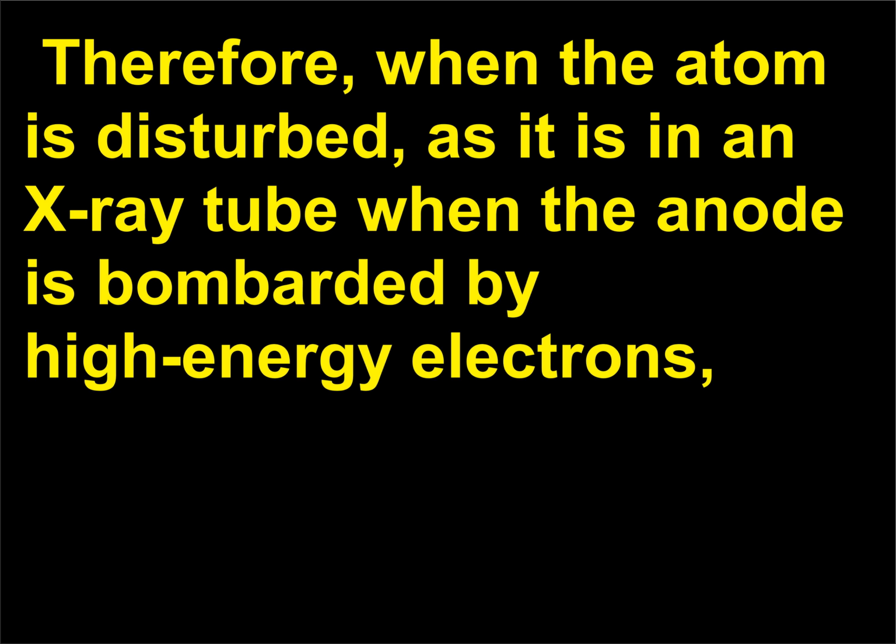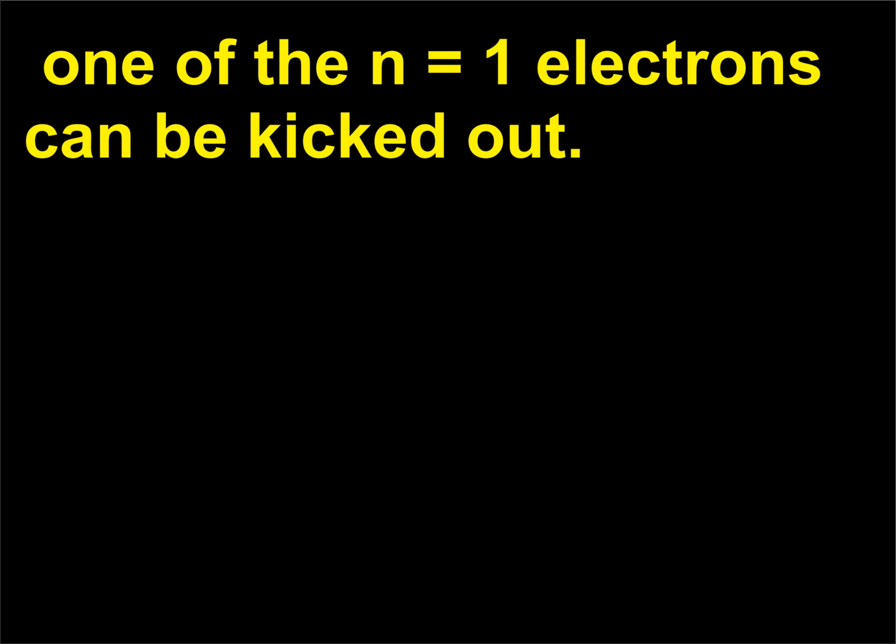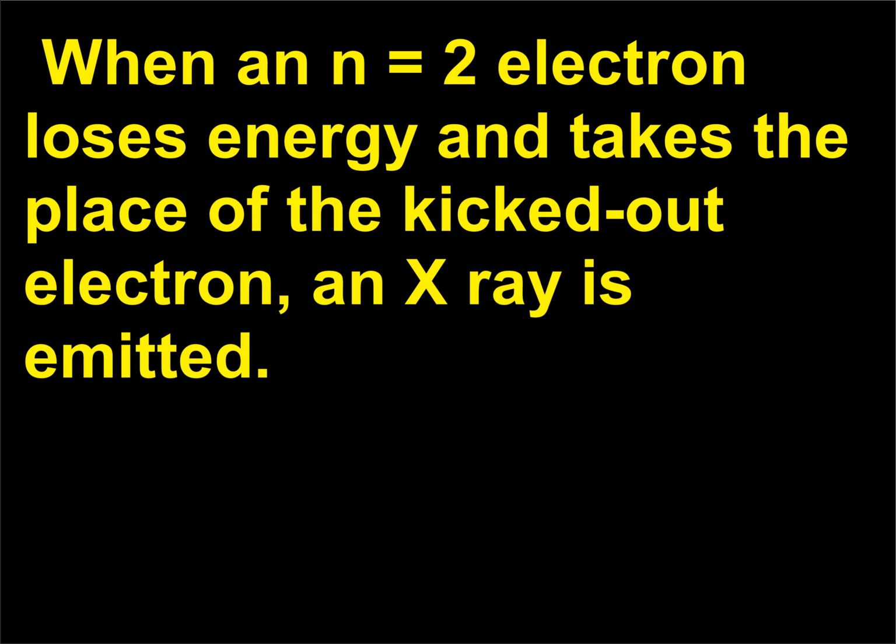Therefore, when the atom is disturbed, as it is in an X-ray tube when the anode is bombarded by high-energy electrons, one of the n equals 1 electrons can be kicked out. When an n equals 2 electron loses energy and takes the place of the kicked out electron, an X-ray is emitted.